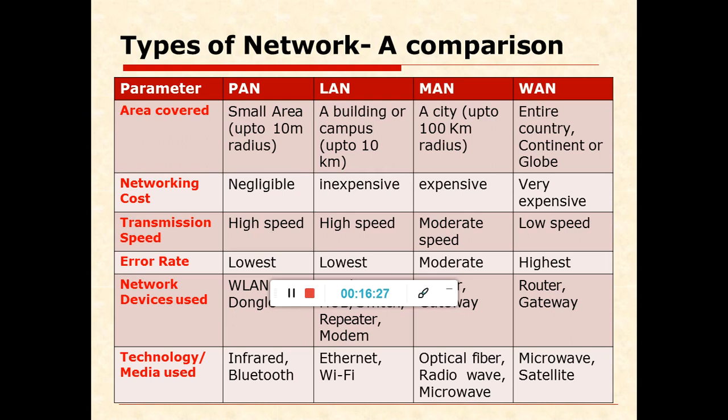Okay, children. And next one is the technology or media used. In PAN, infrared or Bluetooth is used. I already told you Bluetooth technology is used for connecting a laptop to a smartphone or a laptop to a laptop. Infrared is like a TV remote control. And next one is LAN, Ethernet or Wi-Fi. With Wi-Fi, we can connect one system to another system or to a smartphone within range. That is LAN. Ethernet is a cable, and cable is used for connecting LANs.